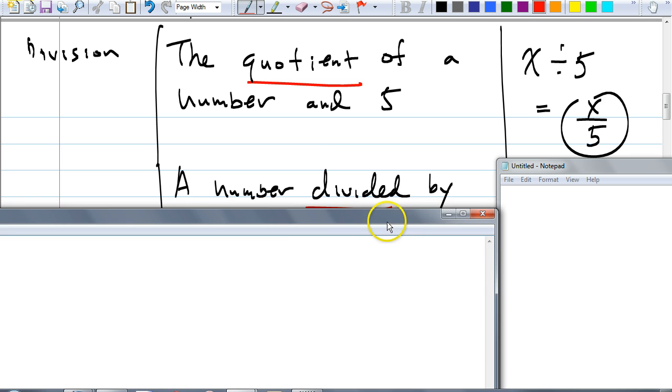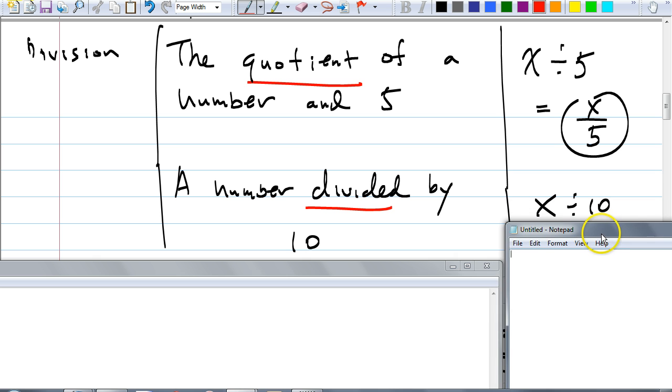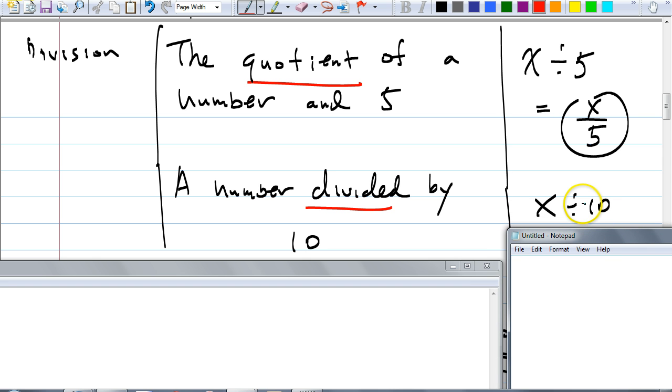Okay, so here, this is very obvious. A number divided by 10, of course, I think everyone knows, is going to be x divided by 10, right? What's another way of writing x divided by 10 this way? Go ahead, you guys write it out.